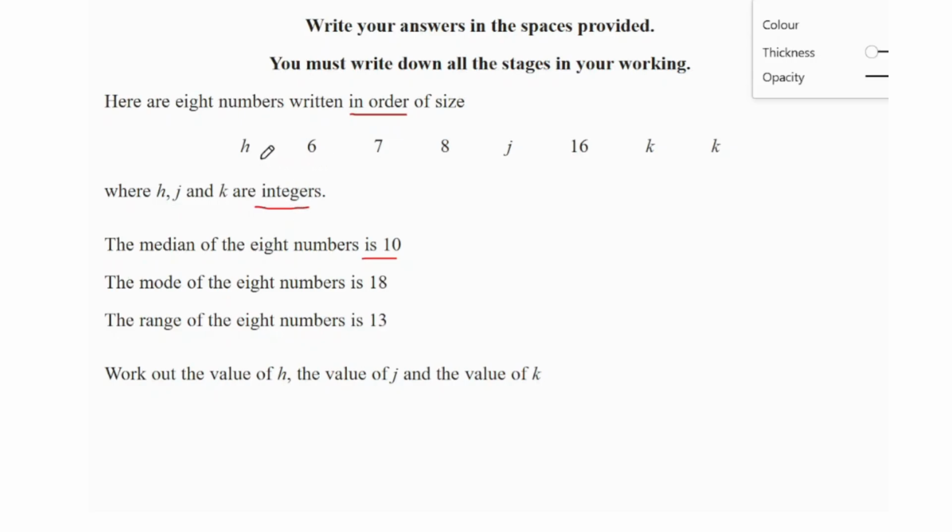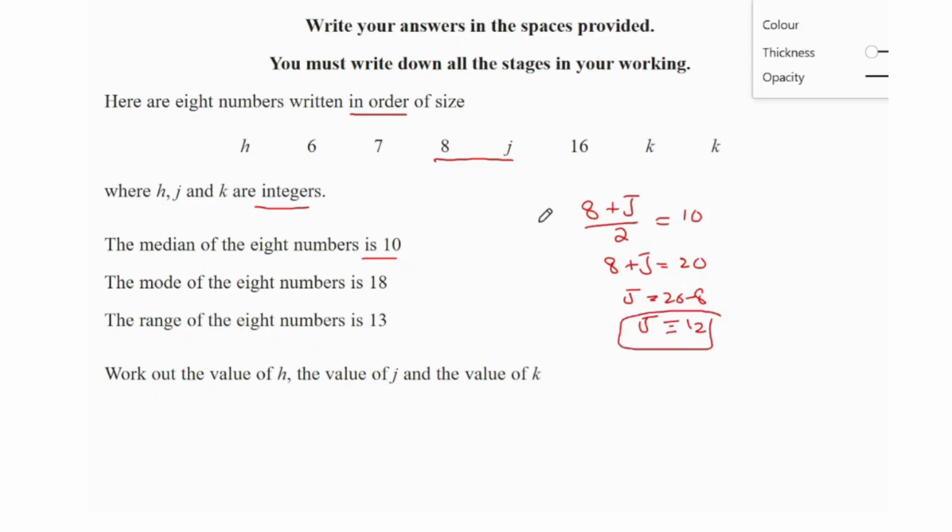So there are 8 numbers, so 1, 2, 3. It means the sum of these two numbers, divided by 2, is 10. So we can write down here (8 plus j) divided by 2 is equal to 10. So 8 plus j is equal to 20. So j is equal to 20 minus 8. So j is equal to 12. Okay. So this number is 12.